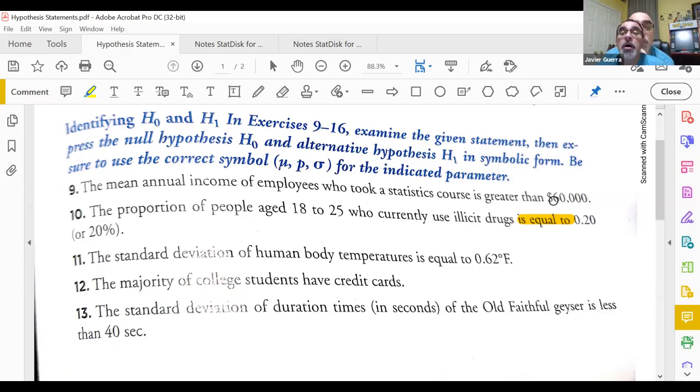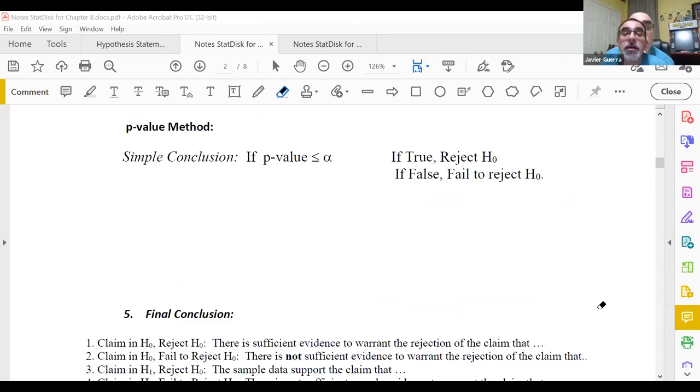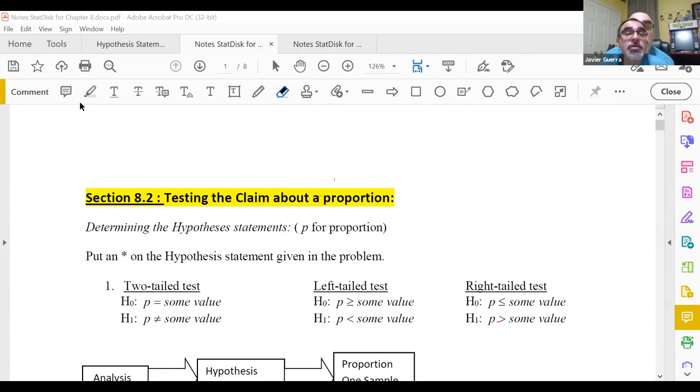Where does it go? Where does the equal to belong on our handout? Where does the equals to go? Does it go into H0 or H1? It goes into H0. Very good. Equals to, all right, very good.